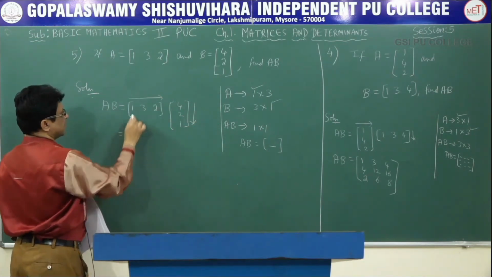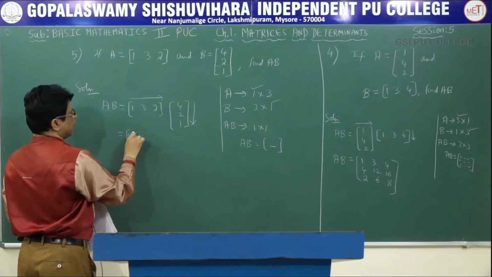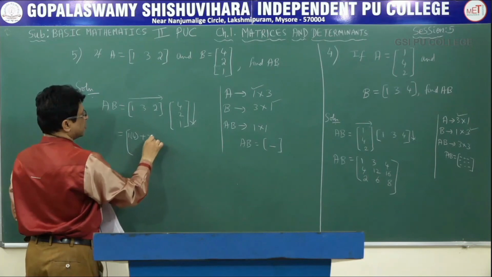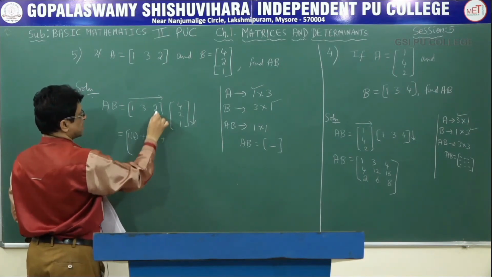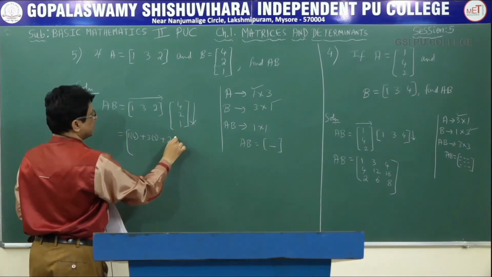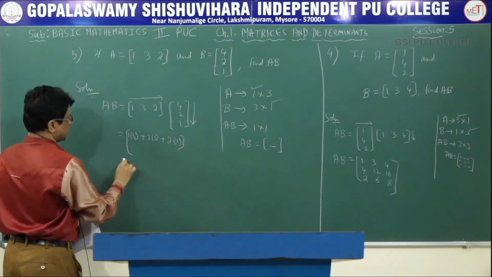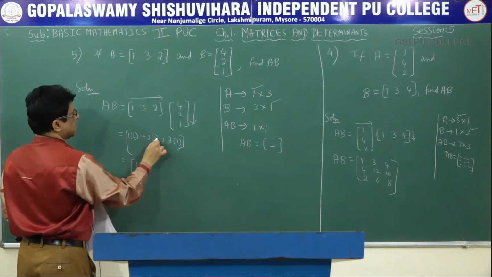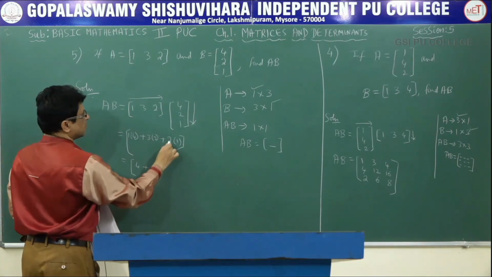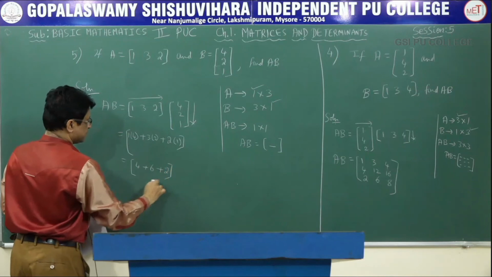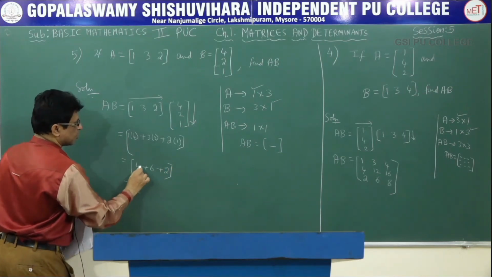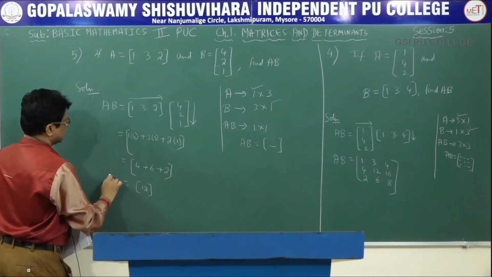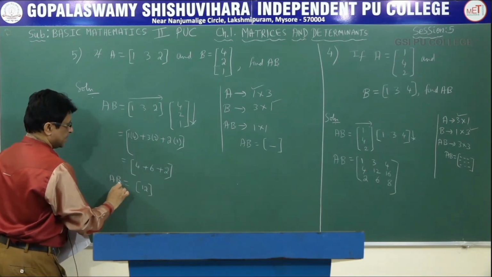So this will be equal to 1 into 4 plus 3 into 2 plus 2 into 1. So that will be equal to 1 into 4, 4, plus 3 into 2, 6, 2 into 1, 2. That will be equal to 4 plus 6, 10, plus 2, 12. That is the matrix AB.